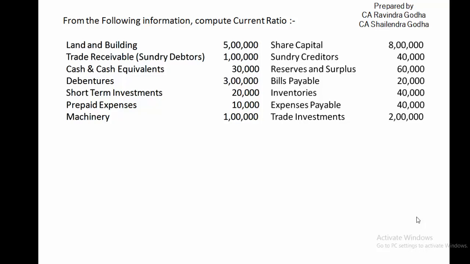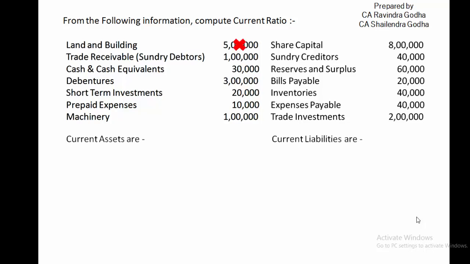Now I am explaining some questions. From the following information, compute current ratio. In this question, some items of balance sheet are given and we have to calculate current ratio. So first we have to identify which are the current assets and which are the current liabilities.